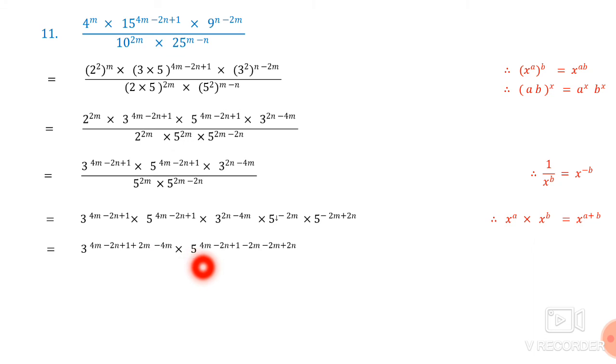Here plus 4m and these minus 2m can be cancelled out. Minus 2n plus 2n can be cancelled out. So we are left with only 3 exponent 1 and 5 exponent 1. 3 exponent 1 is 3 and 5 exponent 1 is 5. So multiplying 3 and 5, 15 is your answer.